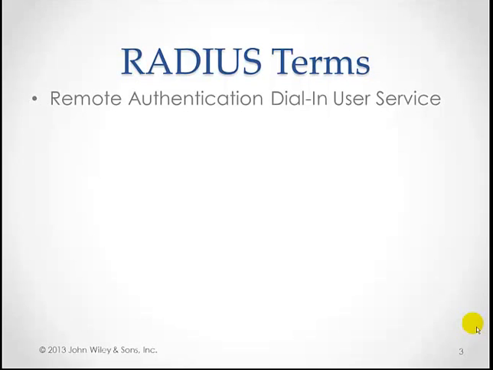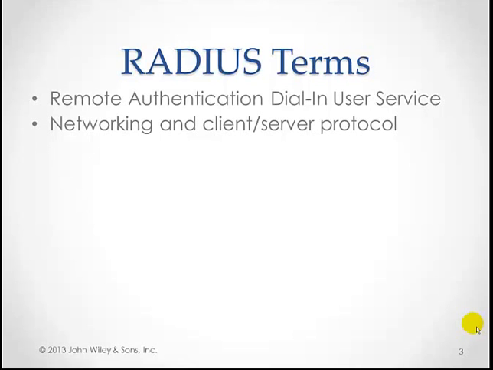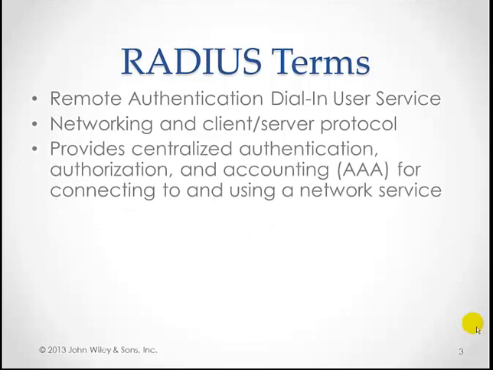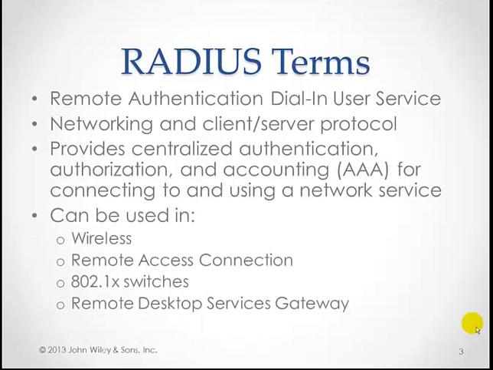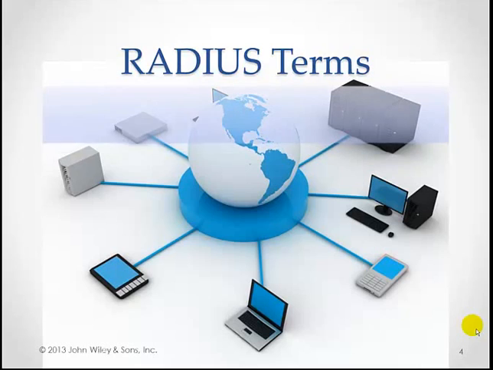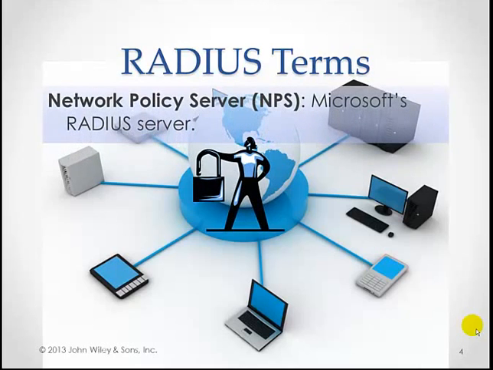So RADIUS stands for Remote Authentication Dial-In User Service. This is a protocol, a TCP/IP protocol that is configured to work over UDP. It is a networking and client-server protocol. Provides centralized authentication for authorization and accounting, so that's AAA, for connecting to and using a network service. So we're centralizing authentication, authorization, and accounting. And this can be used in wireless remote access connections like a VPN or 802.1x switches or even Remote Desktop Services Gateway. And the Network Policy Server, or NPS, is Microsoft's RADIUS server.